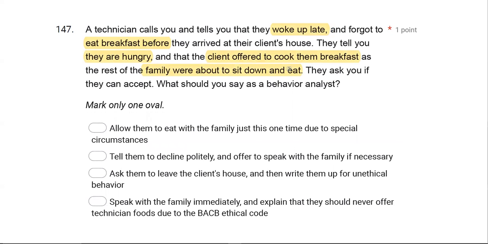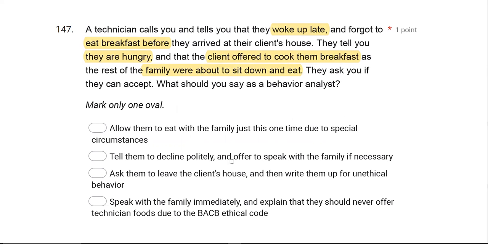Okay. There's no information regarding cultural reasons. It's simply the technician woke up late. And that's not an excuse to sit down and eat a meal on the clock with the family. Okay. So what do you say as the behavior analyst? A, allow them to eat with the family just this one time due to special circumstances. The problem with that is one time is rarely ever one time, right? This starts a pattern, and the next time they refuse, it becomes worse than refusing the first time. So the one time only thing is never a good idea.